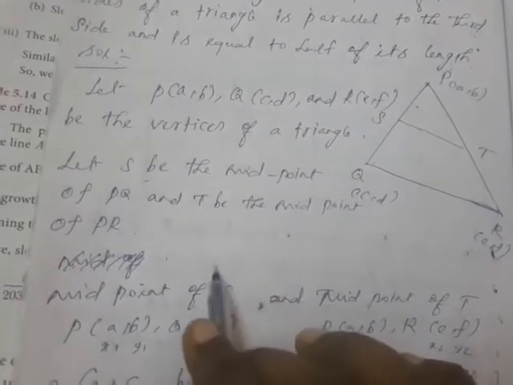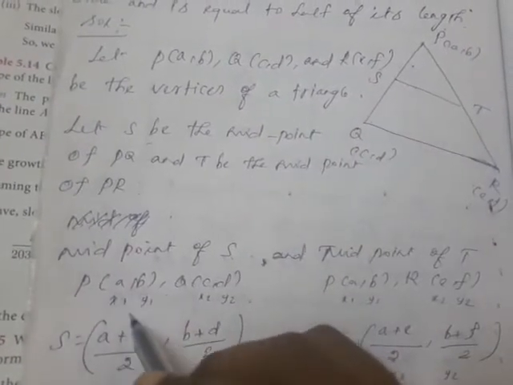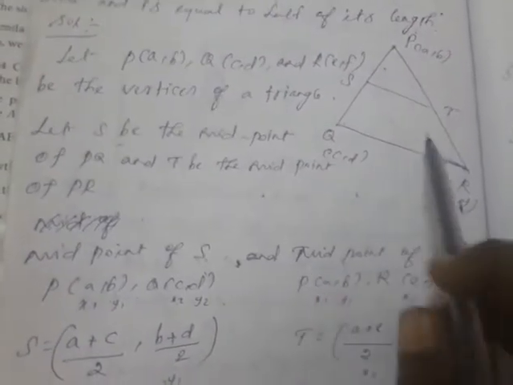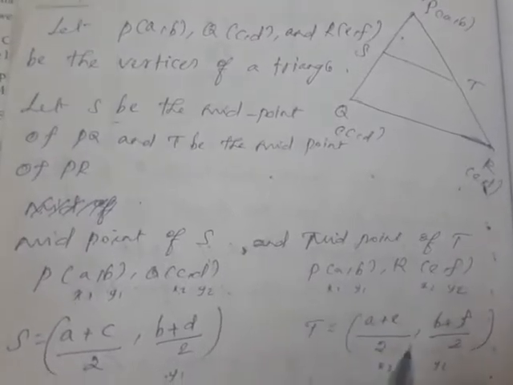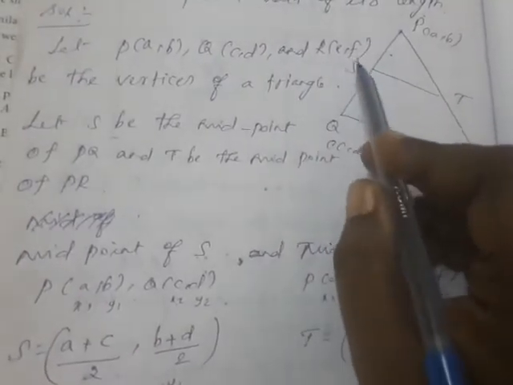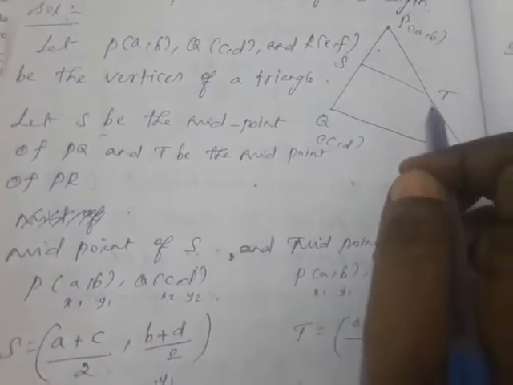The midpoint formula is (X1 plus X2) by 2, (Y1 plus Y2) by 2. For S, the midpoint of PQ, with P as A comma B and Q as C comma D, we get A plus C by 2, comma B plus D by 2. For T, the midpoint of P and R, with P as A comma B and R as E comma F, we get A plus E by 2, comma B plus F by 2. So now we found the points S and T.